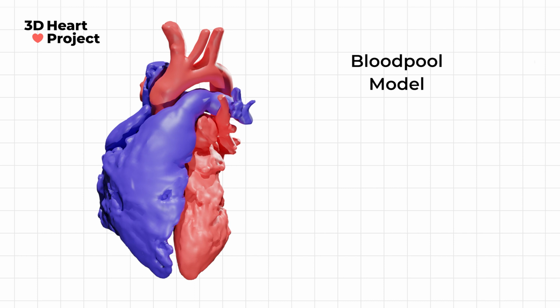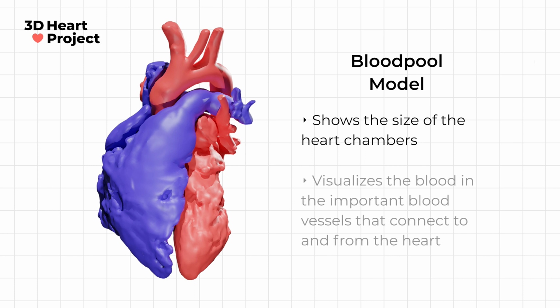This type of model is used to show what the blood inside the heart chambers looks like, which gives a clear idea of the size of each part of the heart. We can also see the blood in the important blood vessels that connect to and from the heart.